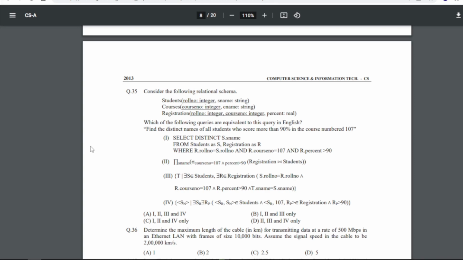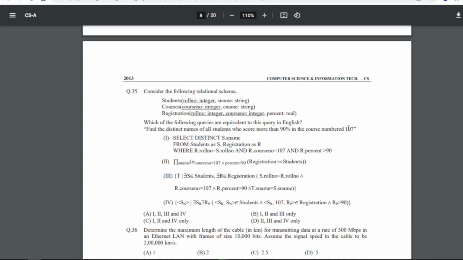So these are the schema. Now which of the following queries are equivalent to this query in English? Find the distinct name of all the students who score more than 90% in the course numbered 107.